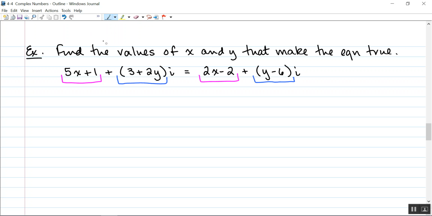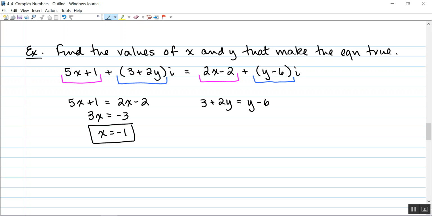So in order to solve this, I just need to put the real parts equal to each other and the imaginary parts equal to each other. So 5x plus 1 equals 2x minus 2, and 3 plus 2y equals y minus 6. And solving this for x, I have 3x equals negative 3, so x equals negative 1. And y equals negative 9.